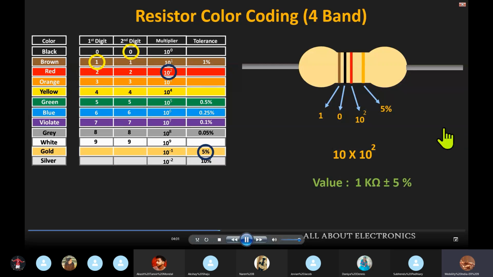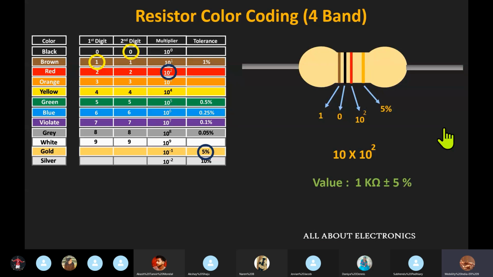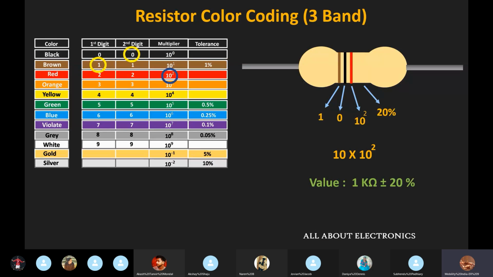Now sometimes in this 4 band resistor, you might find that the fourth band or the tolerance band is missing. So in that case, it represents the tolerance value of 20%. So for the given example, if the fourth band is missing, then the value of the resistor R will be equal to 1 kilo ohm. And because there is no tolerance band, it represents the tolerance value of 20%. So the value of the resistance R will be equal to 1 kilo ohm with a tolerance value of 20%.